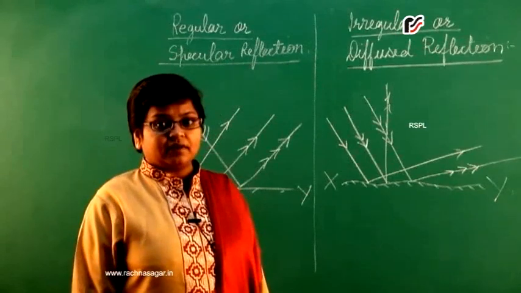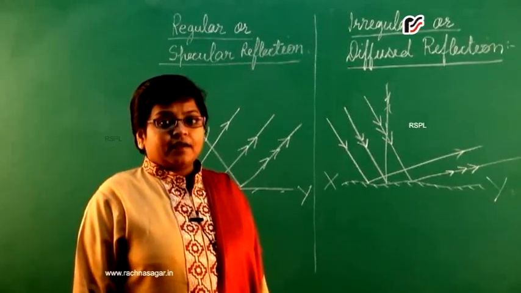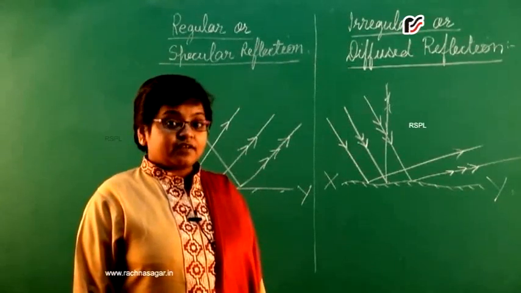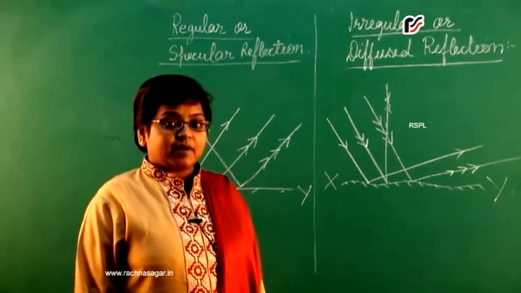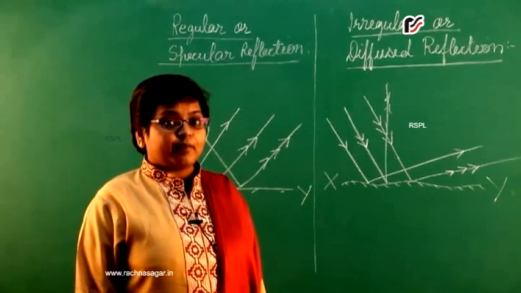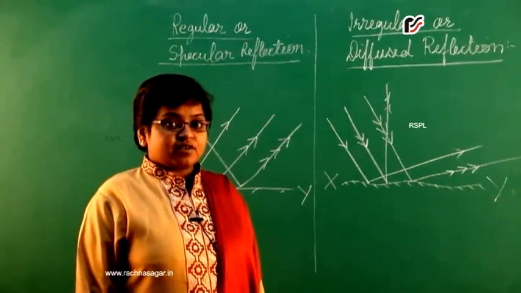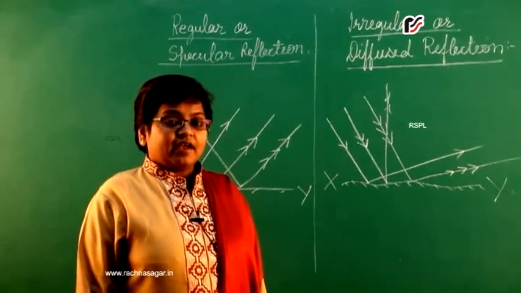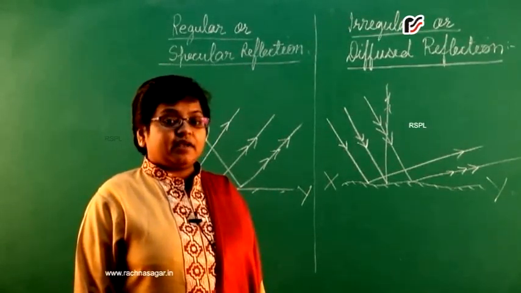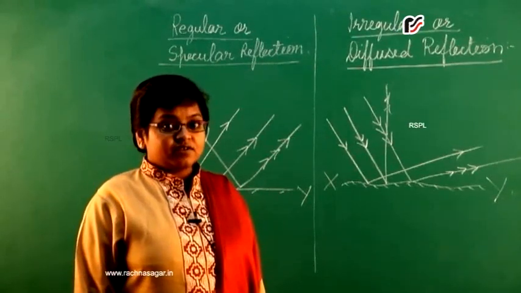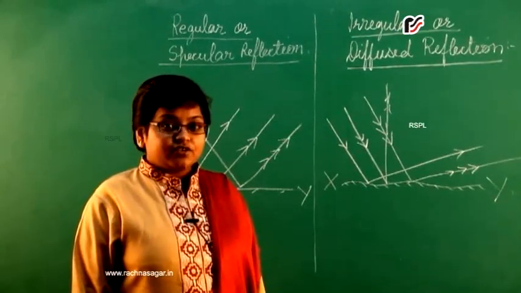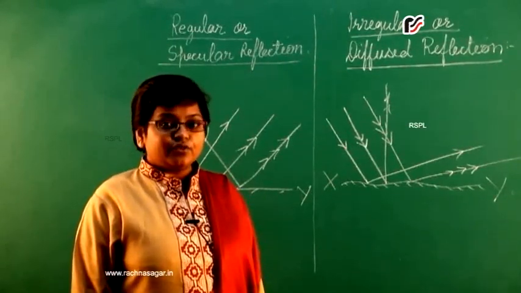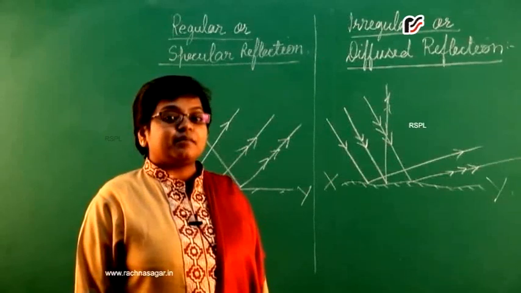I'll give you an example. We see our image in a plane mirror only due to reflection by a smooth and highly polished surface. As we read any newspaper or notebook, why don't we see our image in the notebook? Because the surface of the notebook is not smooth and not polished. So that is diffused reflection and we can't see our image.